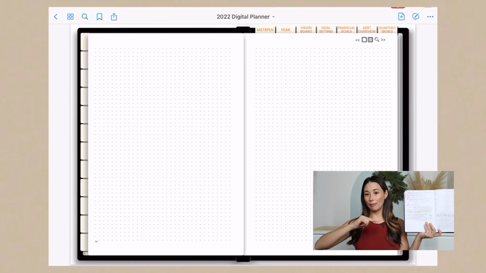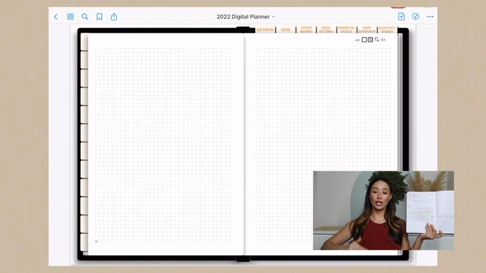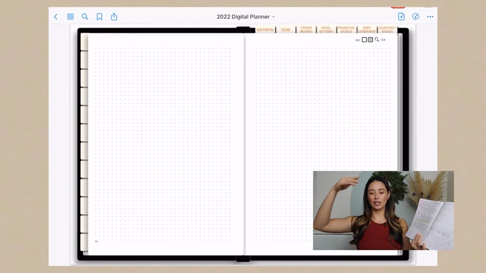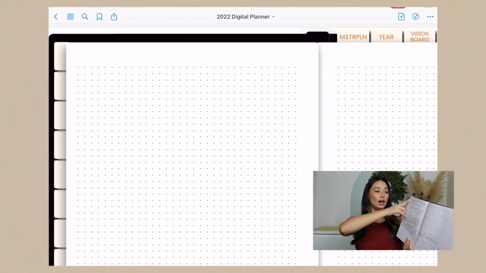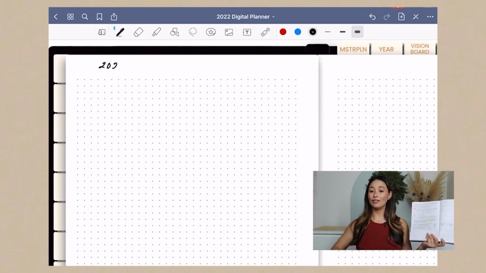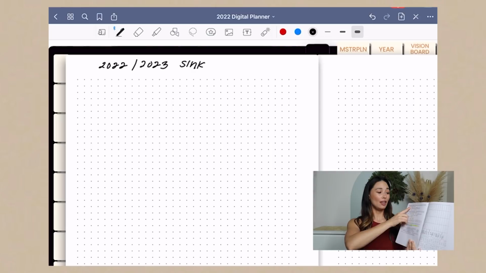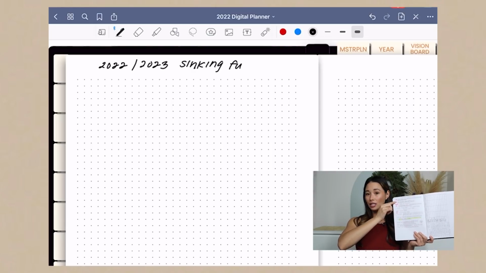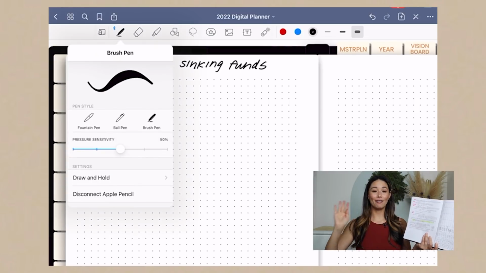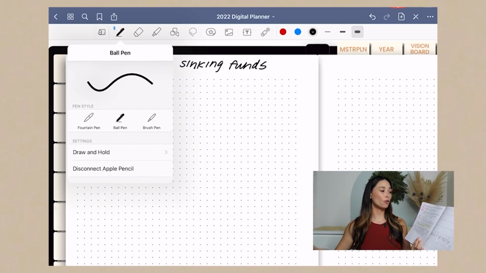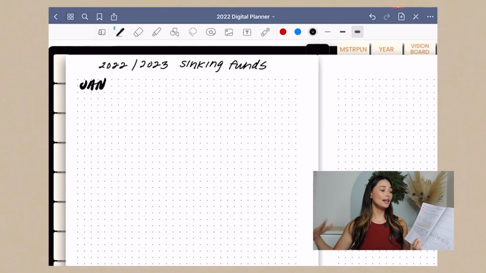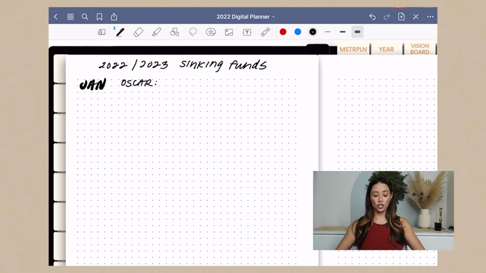Again, I like to write out my sinking funds in the order in which they are due, basically just like January through December. Because I've already saved up my sinking funds for my health insurance and car insurance, these two sinking funds are actually going to be for 2023. So I have an entire year to save up for my health insurance and my car insurance for next year.